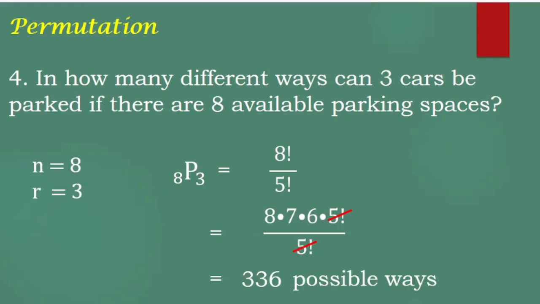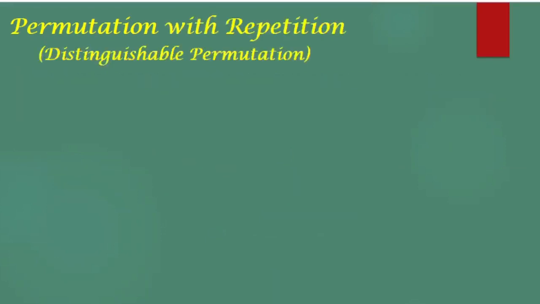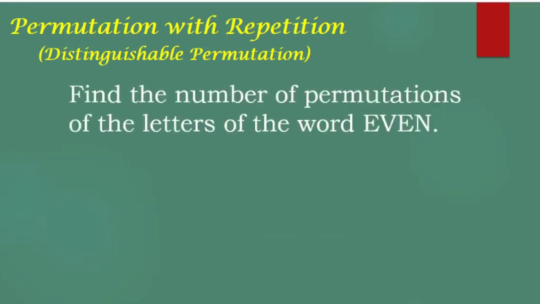Okay, since we are done with the permutation, let us proceed to the new topic, which is the permutation with repetition. In other books, class, they use the term distinguishable permutation. So these two terms are the same: permutation with repetition or distinguishable permutation. Okay, so let us try.